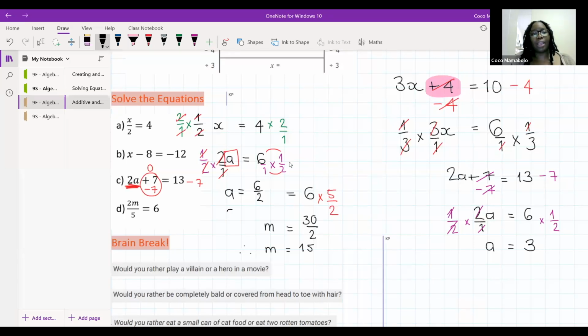Clean it up for me. A is then equal to 3.